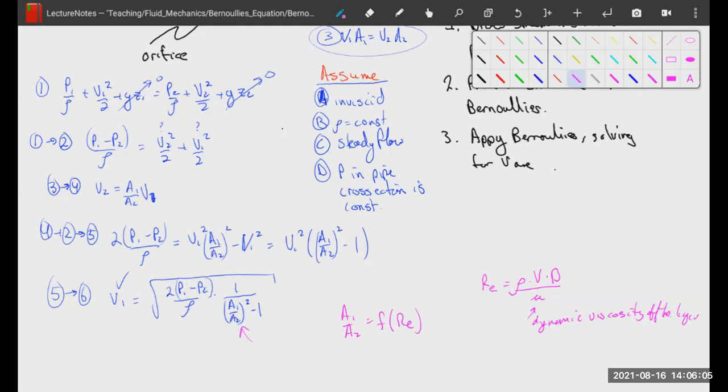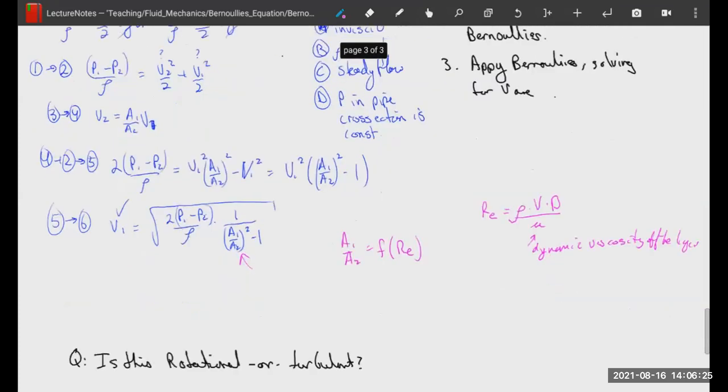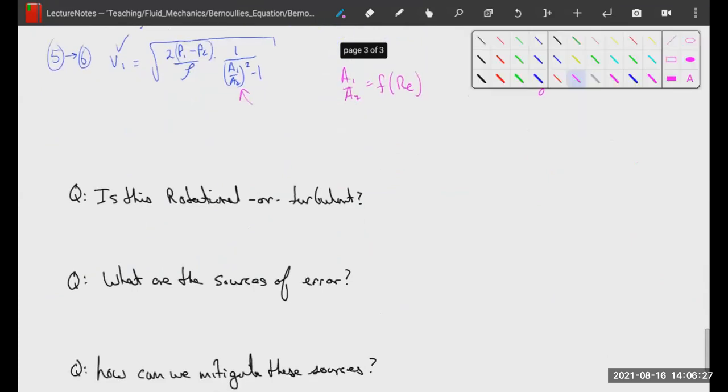So if our A1 over A2 is smaller, then the bottom of our equation is going to be smaller, right? And our actual velocity is going to be higher than our measured velocity, right? So that is an error where our model undershoots reality, okay? And where we don't know A1 over A2, our A1 or A2 being unknown, right?